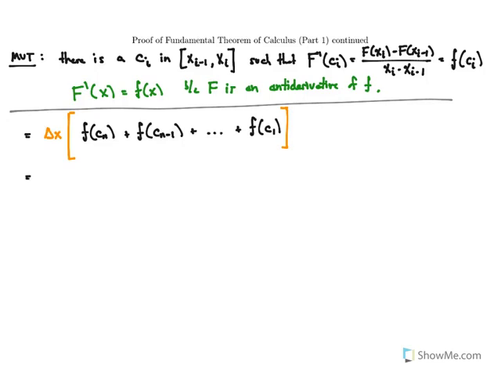And we're going to rewrite this as a sum using sigma notation. This is going to be the sum from i equals 1 to n of f of c sub i times delta x. I'm going to bring delta x inside the sum so that we can see that this is exactly a Riemann sum.